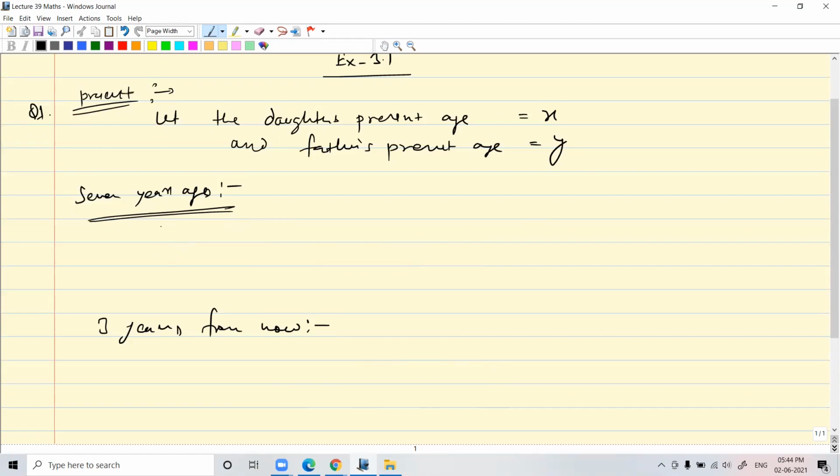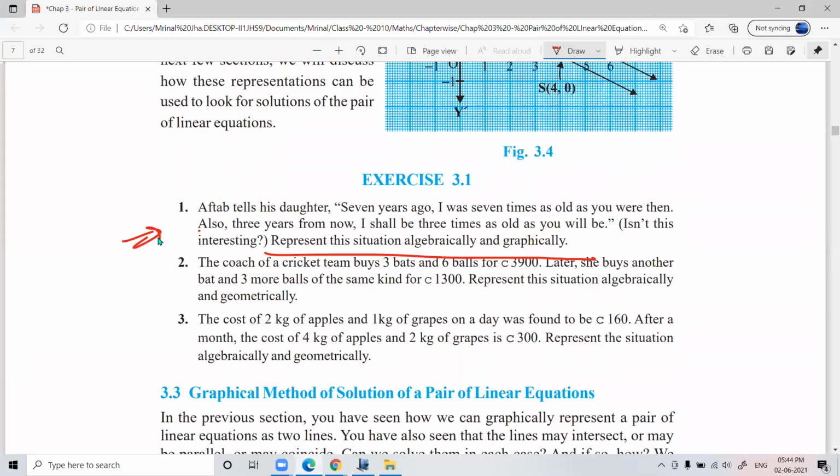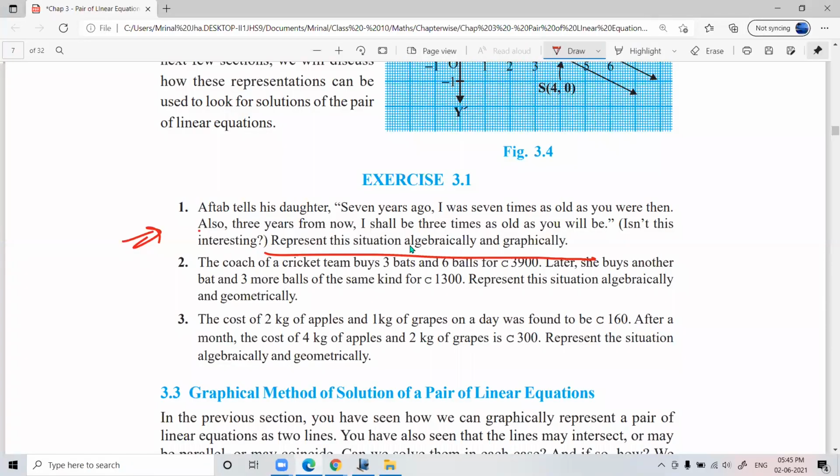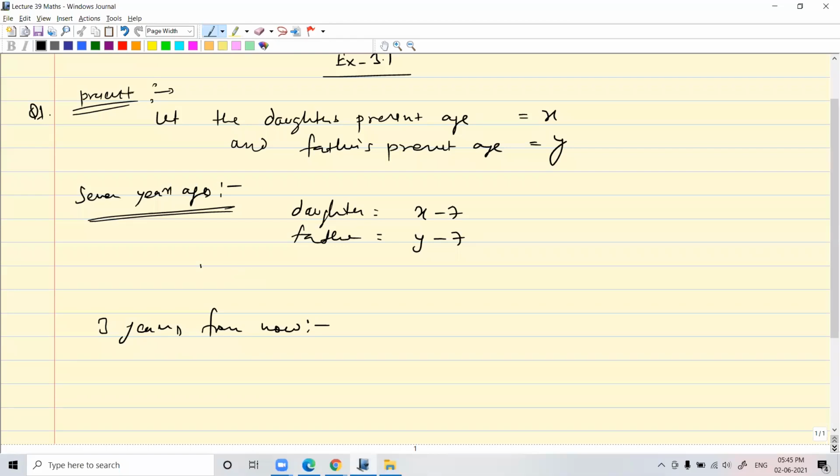So 7 years ago, what will be their ages? Daughter will be X minus 7 and father will be Y minus 7, right? These are the ages of both the people, daughter and father. But they have given us a relation between them. What is it? The father is 7 times the daughter. So Y minus 7, the father's age, should be equal to 7 times the daughter's age. Can everyone understand that? Father's age, 7 times the daughter's age. Is it clear, guys?